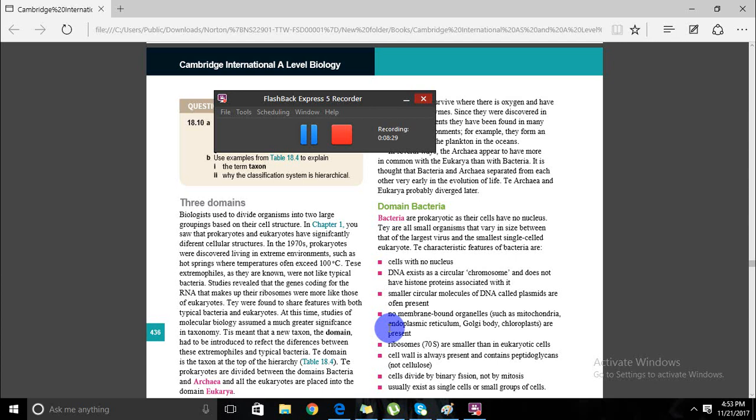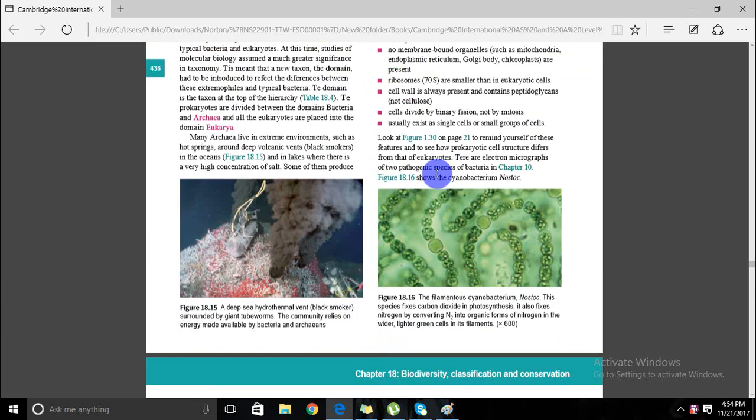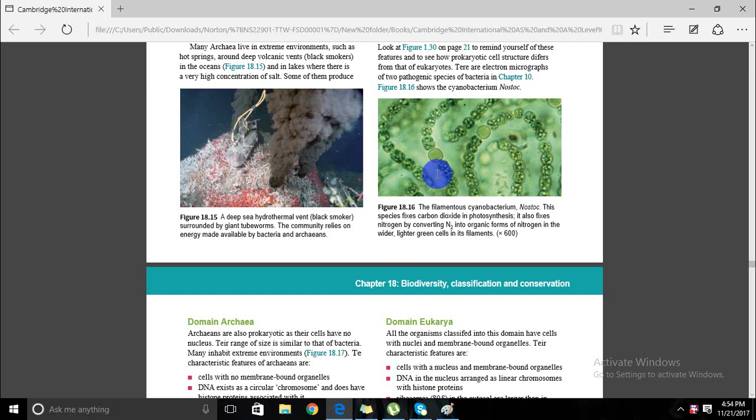And both of them also contain smaller circular molecules of DNA called plasmids, and both of them have 70s ribosomes, which are smaller in size than the 80s ribosomes that are found in eukaryotes. And both of them may exist as single cells or small groups of cells. Now this is domain bacteria and domain archaea, and they have a lot of similarities, both being prokaryotic. However, they have three clear distinctions.